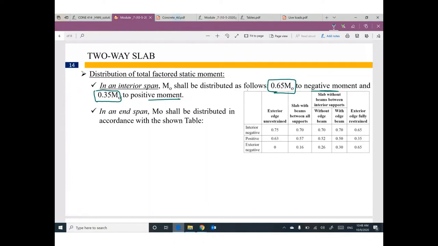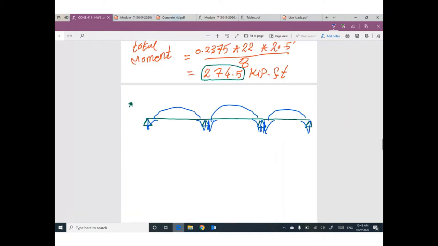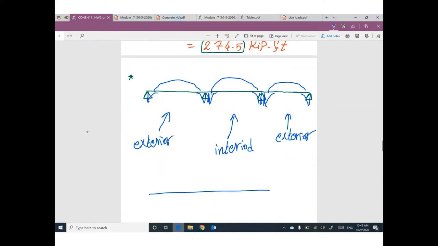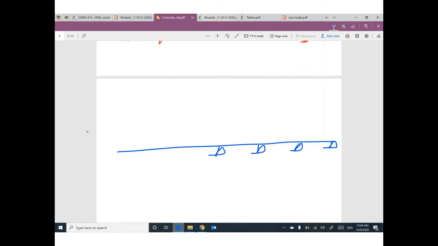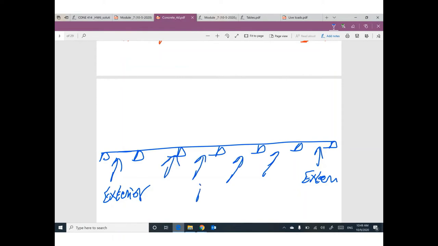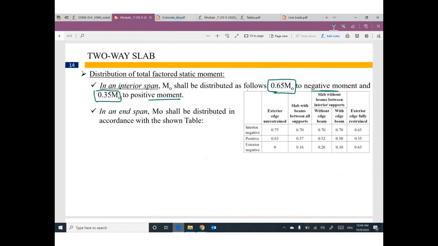For interior span, guys, this span is interior. This span is exterior, this span is exterior. Exterior means the edge span. Sometimes I'm talking about something different: sometimes your span looks like this. We have many spans. So this one is exterior, the last one will be exterior, and this one and this one and this one and this one will be interior.